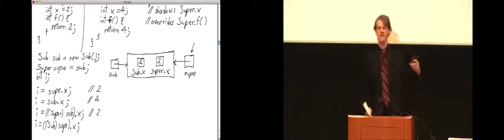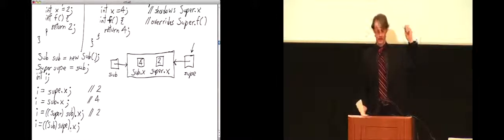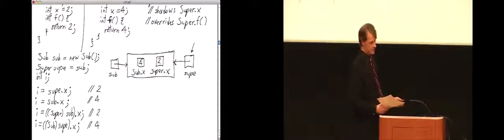And Java uses the static type sub to decide which X it should return. So I get 4. I want to compare this with method overriding. What happens if I do this same kind of stuff for method overriding?